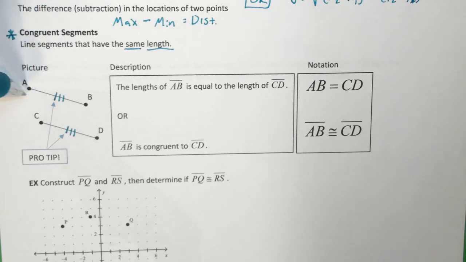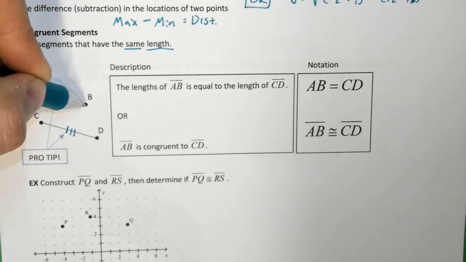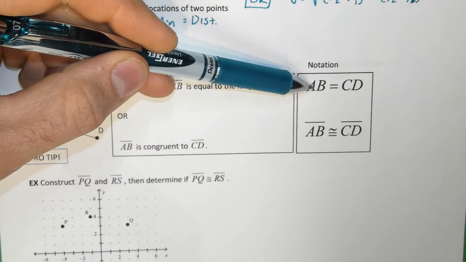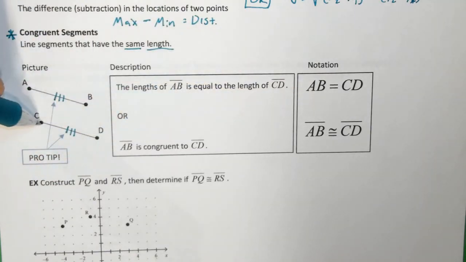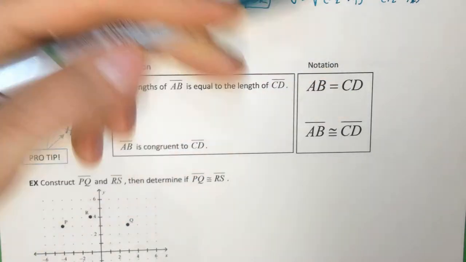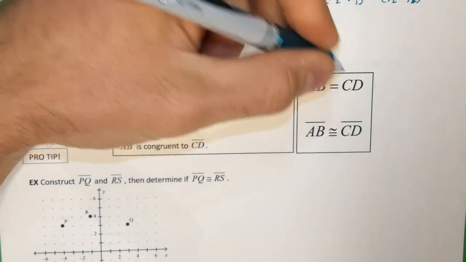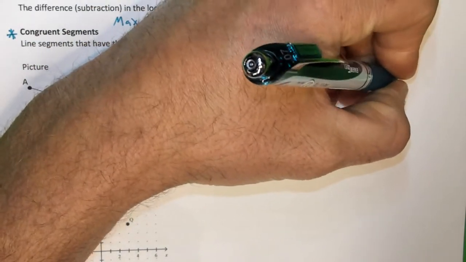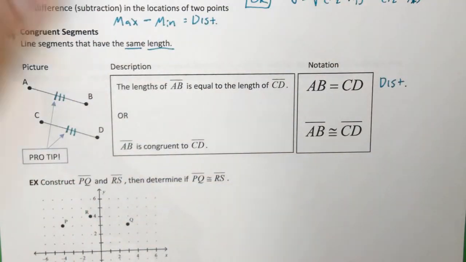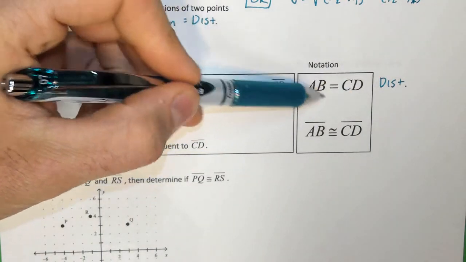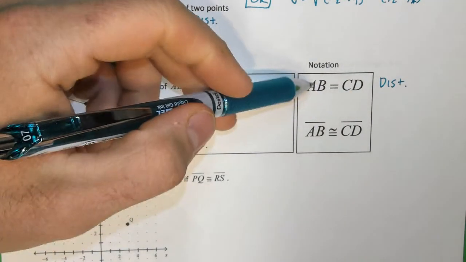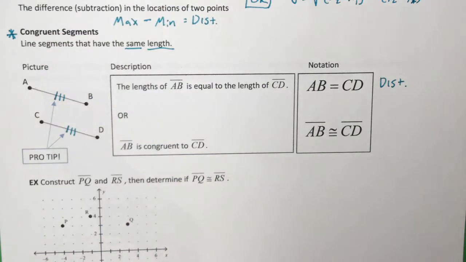When we are talking about the distance from point A to point B, we're going to call it AB. And when we're talking about the distance from C to D, we're going to call it CD. So these two pieces right here have everything to do with distance, which is what we were just talking about earlier. And we are stating that the distances are equivalent. So this one right here is talking about distances, and our distances are equivalent.